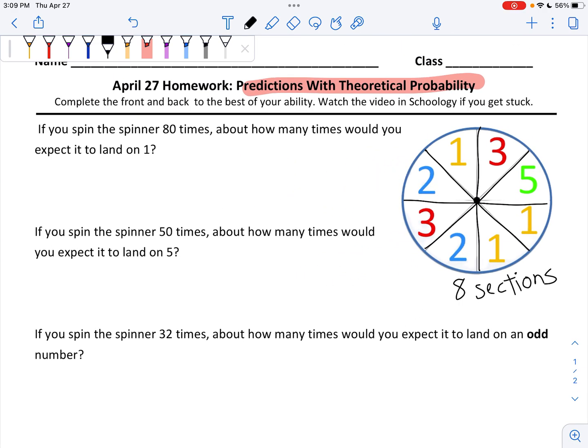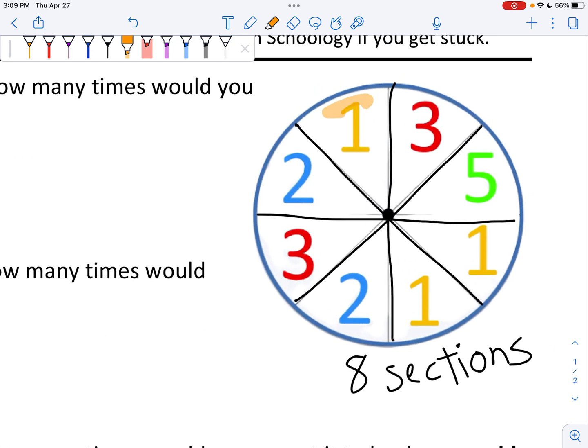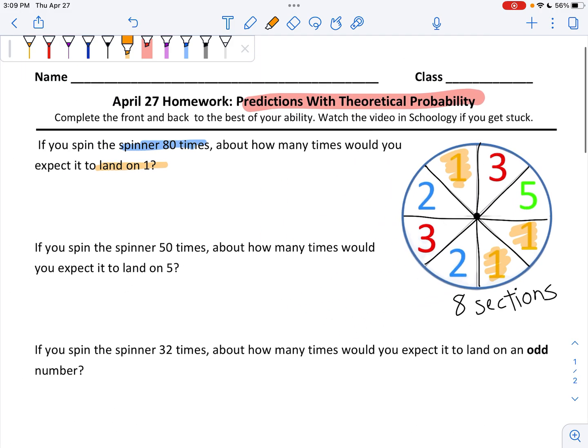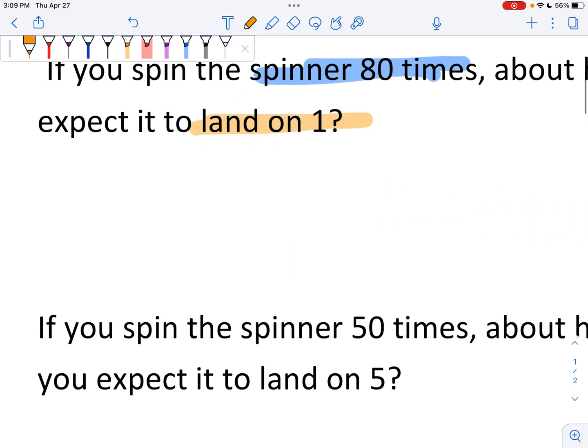So let's look at the very first problem. It says, if you spin the spinner 80 times, about how many times would you expect it to land on 1? So let's find all the ones. There's 1, 2, 3 out of 8. So I'm going to write that as a fraction, 3 out of 8.